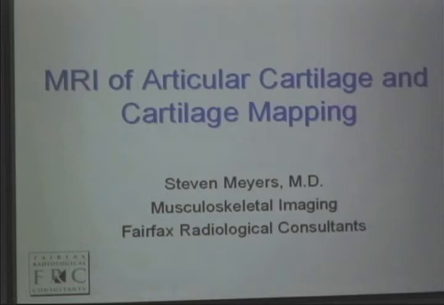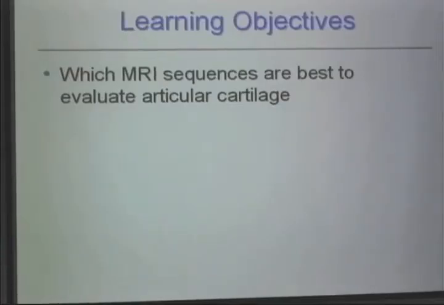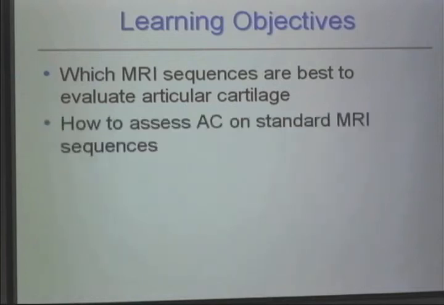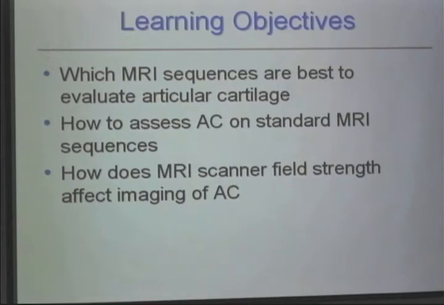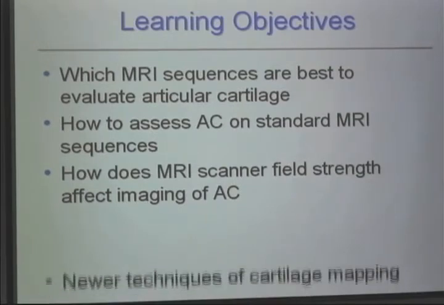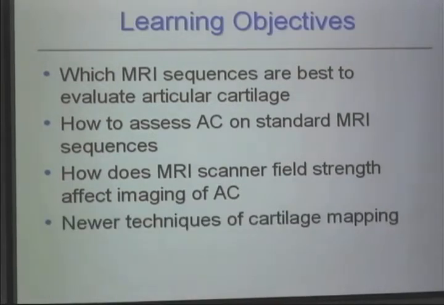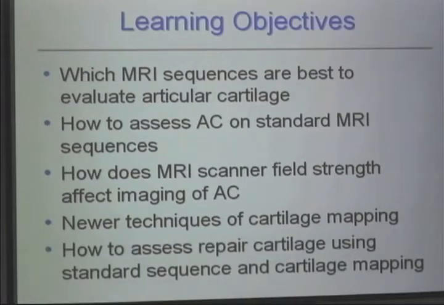Our learning objectives for this talk: we'll see which MRI sequences are best to evaluate articular cartilage, and how to assess articular cartilage on standard sequences. We'll look at the effect of scanner field strength. We'll look at newer techniques of cartilage mapping and how to assess repair cartilage.